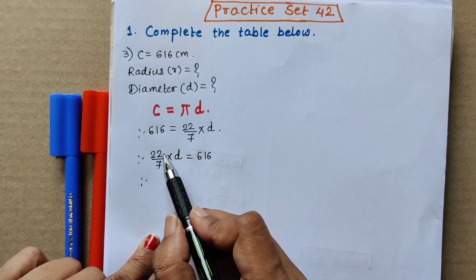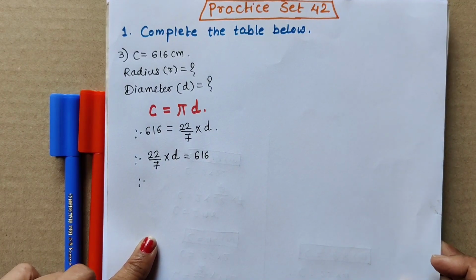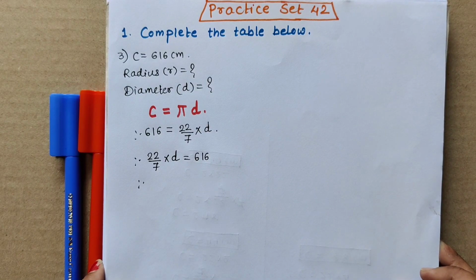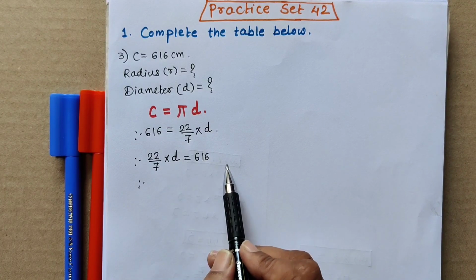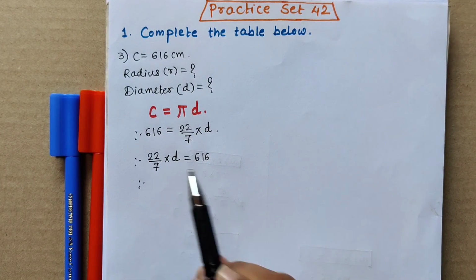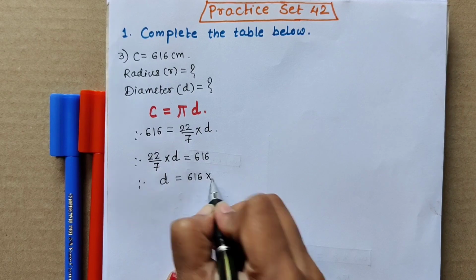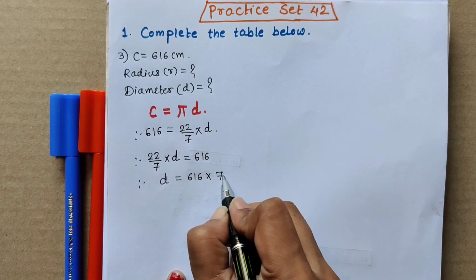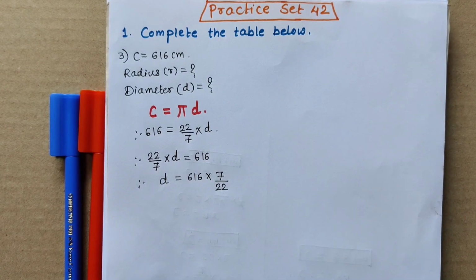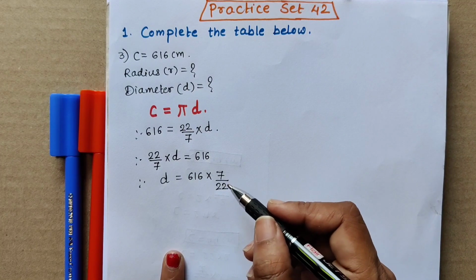So when we transfer this fraction from one side to the other side, we have to write its reciprocal, its inverse. When we transfer this 22 upon 7 from the left side to the right, its reciprocal will be 7 upon 22. So D is equal to 616 multiplied by 7 upon 22. In this way we transfer the terms. Now we can cancel 616 by 22.